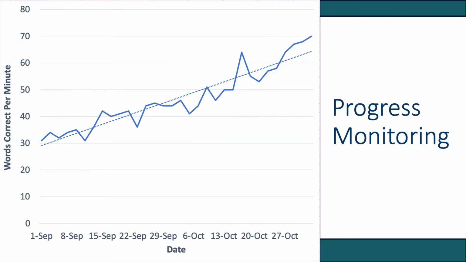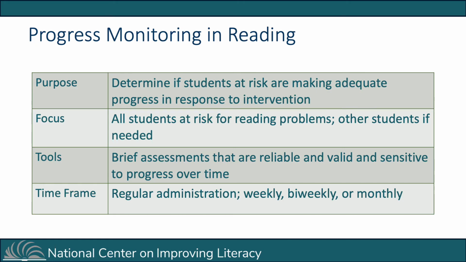Let's talk about progress monitoring now. The purpose of progress monitoring is to determine if students at risk are making adequate progress in response to intervention. We want to focus on all students at risk for reading problems and then other students if it's needed. It's a brief assessment that is reliable and valid and sensitive to progress over time. You want to have regular administration, so that's normally weekly, bi-weekly, or monthly, depending on the students.